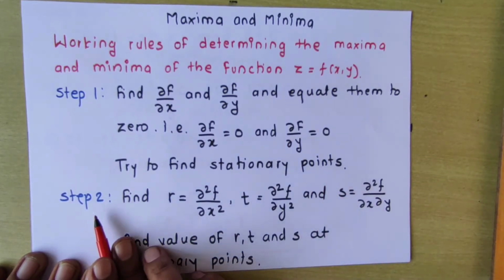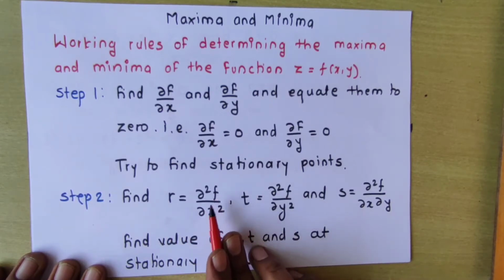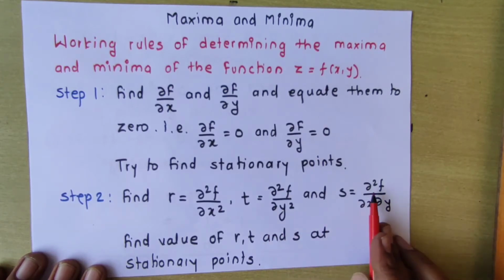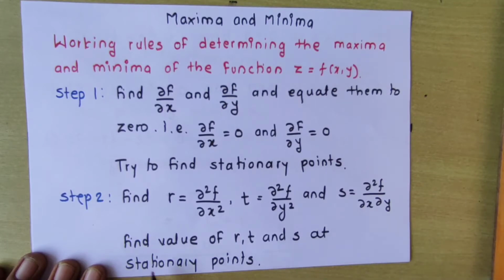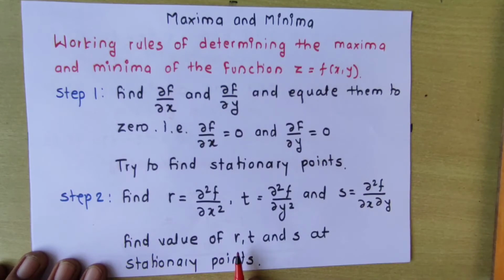In step number 2, we find the values of r, that is del square f upon del x square, t, that is del square f upon del y square, and s, del square f upon del x del y. Find the values of r, s and t at those stationary points that we already calculated in step number 1. So this is our step number 2.